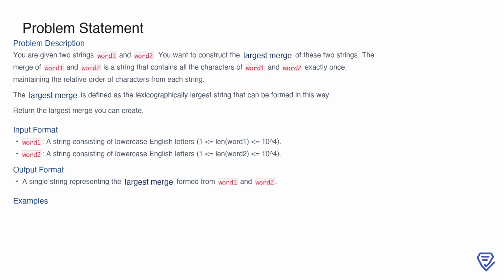However, what makes this problem unique is that we're not just looking for any merge, we're looking for the lexicographically largest one. Lexicographically larger means the resulting string should appear as large as possible in dictionary order. For example, zebra is larger than apple because z comes after a. Your job is to return this largest merge as a single string.